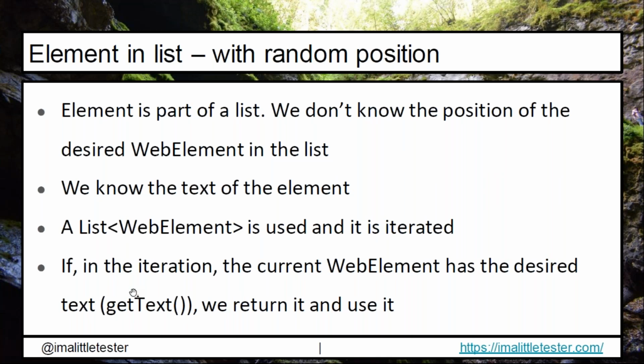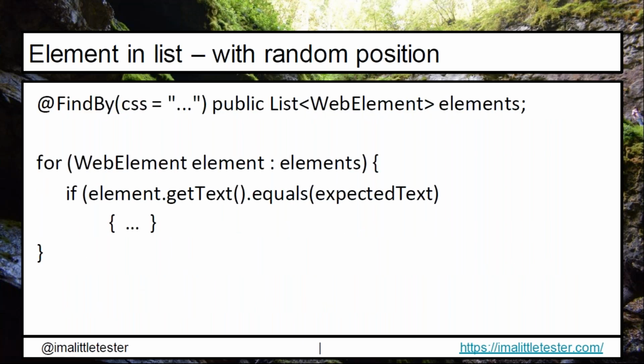What happens if we have an element in a list? So we have identified a selector. We know that the element is in a list of web elements, but we don't know on which position in that list that element is found. What we can do is store the result of the CSS selector into a list of web elements. And if we know the text of the element we're interested in, then we can just say for web element, so we're going to iterate the list. And once we find an element whose text equals the expected one, that is the element we want to work with. We can just say element.click, let's say.